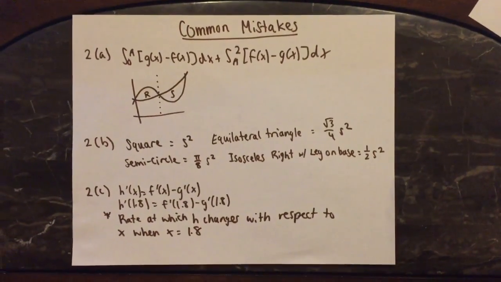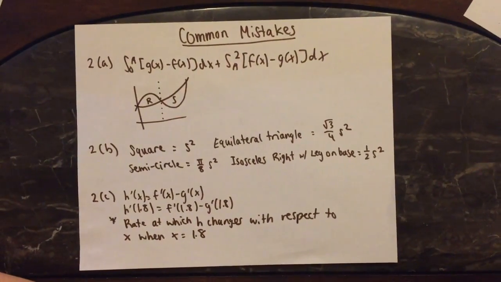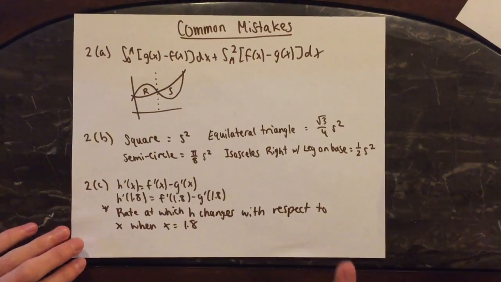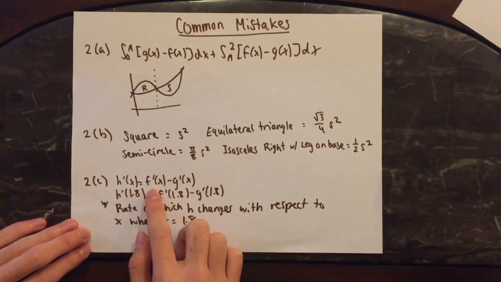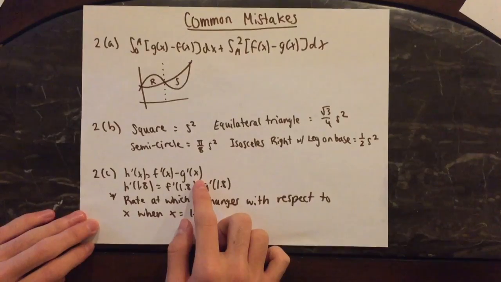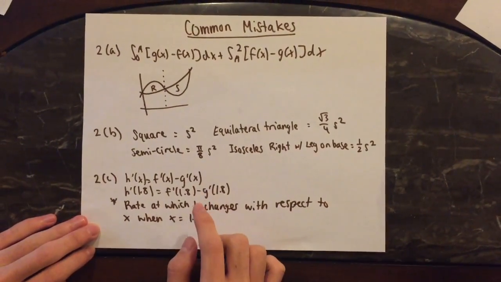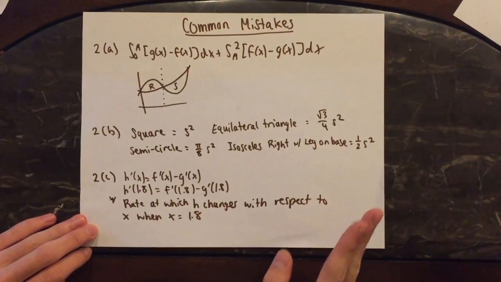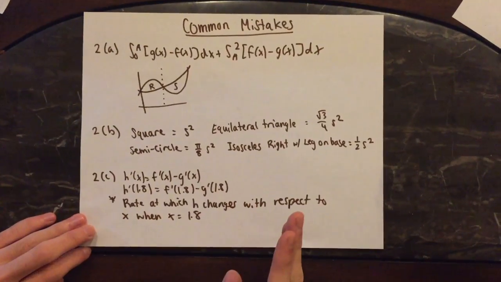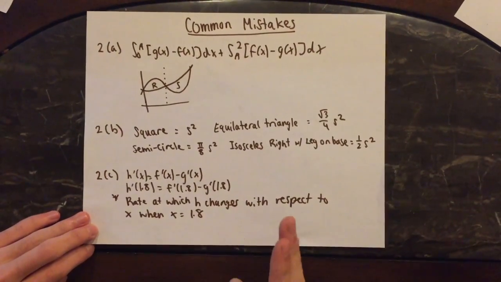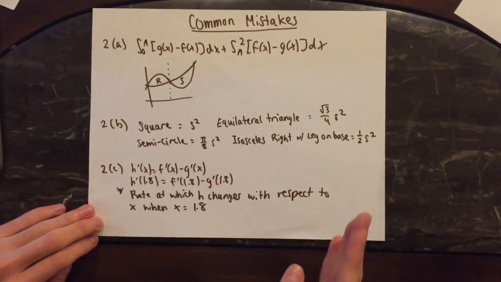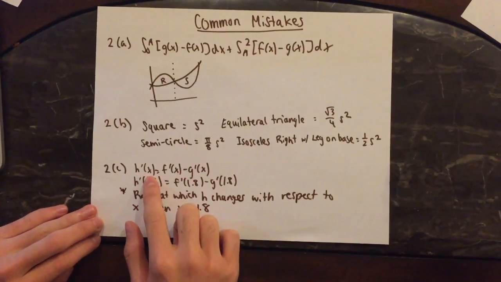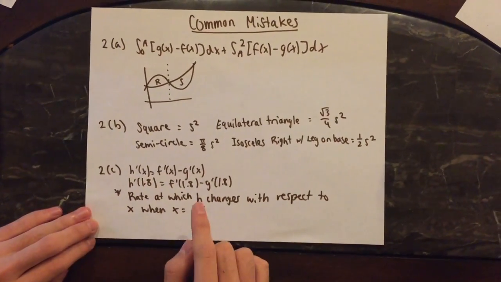So part C was asking to find the rate of change of h with respect to x at x equals 1.8. So oftentimes people will set up the problem correctly. h prime of x equals f prime of x minus g prime of x. And they'll solve until they get the equation that gives you the rate at which h changes with respect to any x. But they'll forget to plug in 1.8. The question asked, find the rate at which h changes with respect to x when x equals 1.8. Now they'll get the point for setting the problem up and considering h prime of x, but they won't get the point for getting the answer.